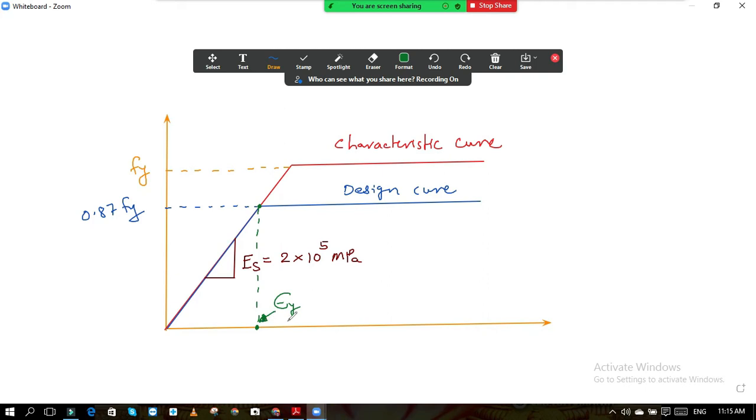So how do I calculate this? Strain is equal to what? It is stress divided by Young's modulus. So the stress is 0.87 fy, and this is divided by Es. So the strain is 0.87 fy divided by Es. This is for mild steel.